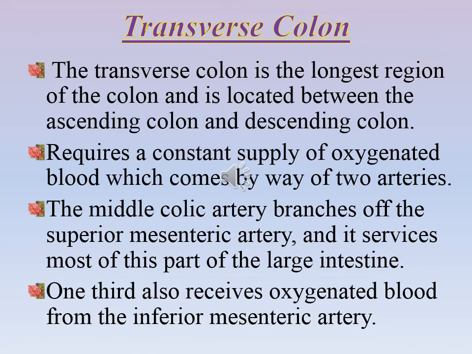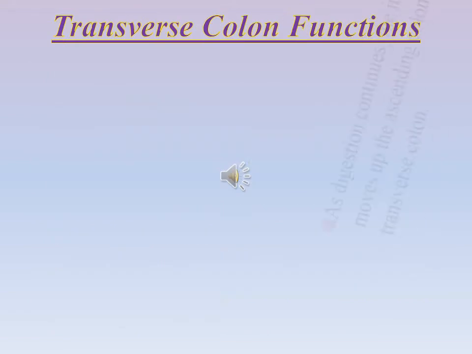Transverse colon. The transverse colon is the longest region of the colon and is located between the ascending colon and the descending colon. It requires a constant supply of oxygenated blood, which comes by way of two arteries. The middle colic artery branches off the superior mesenteric artery, and it services most of this part of the large intestine. One third also receives oxygenated blood from the inferior mesenteric artery.